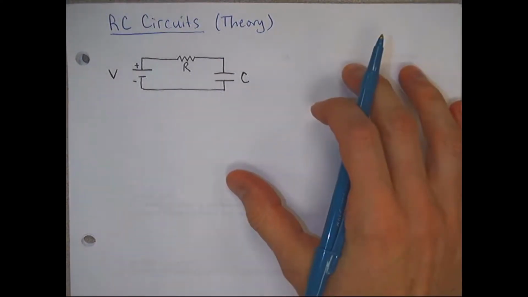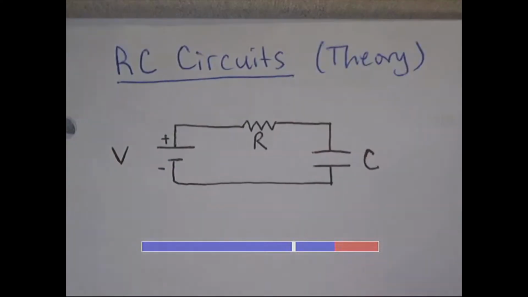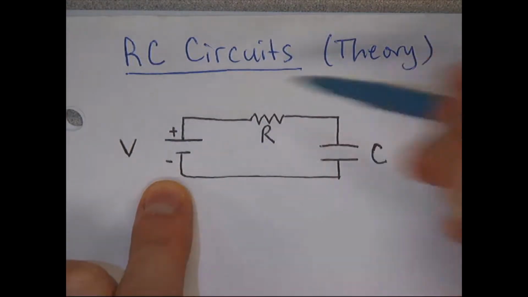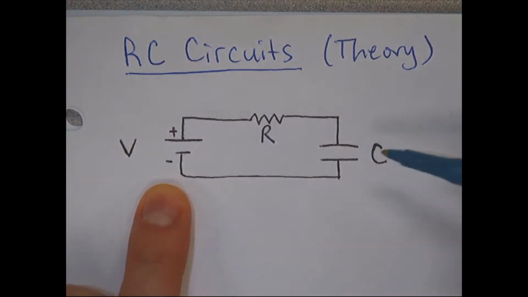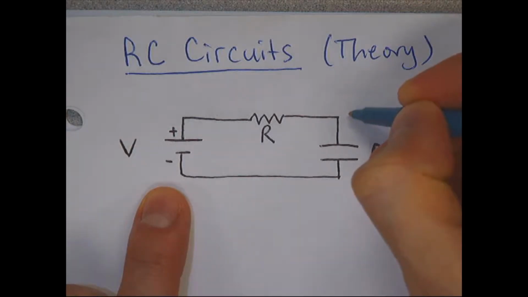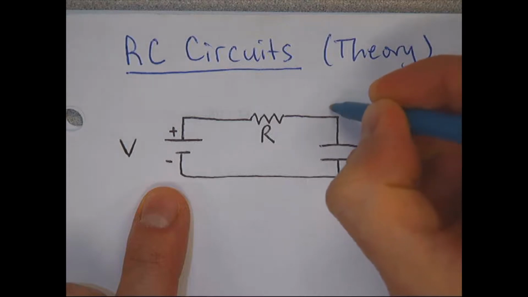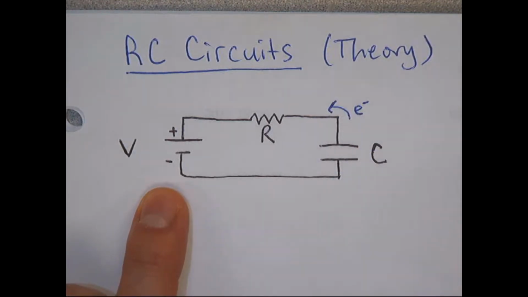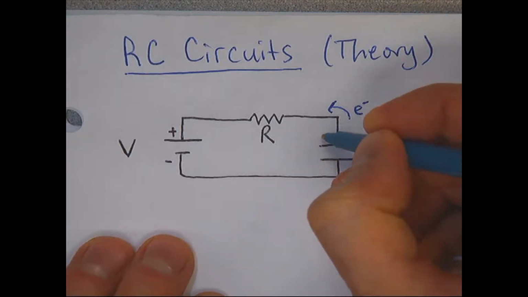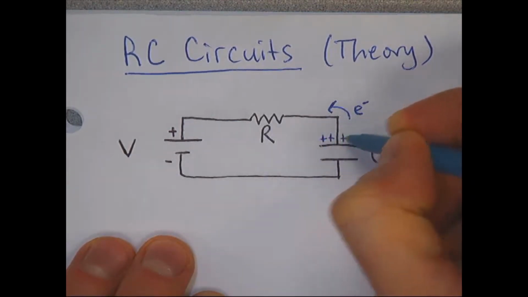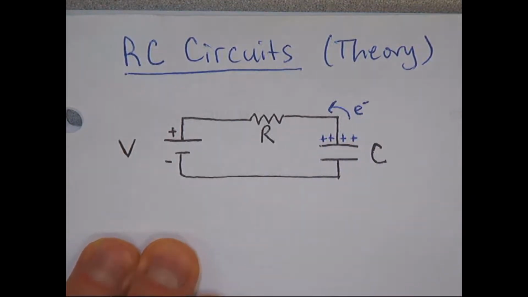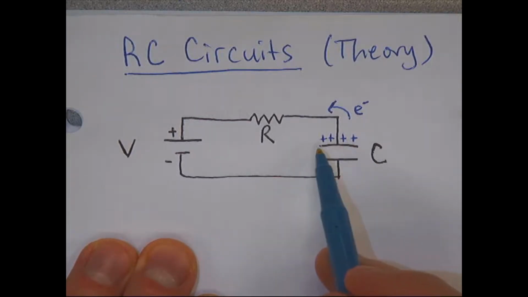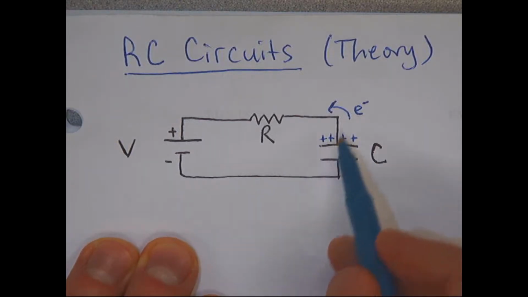Microscopically, what do the electrons want to do here? When this initially uncharged capacitor is connected to the battery in a circuit, we said that electrons will start to move this way. They leave behind positive charge on the upper plate of that capacitor.